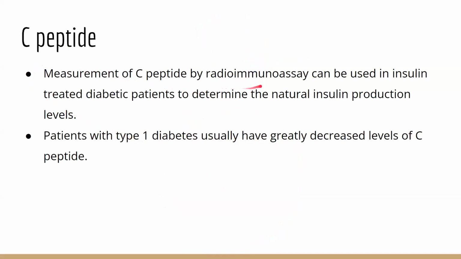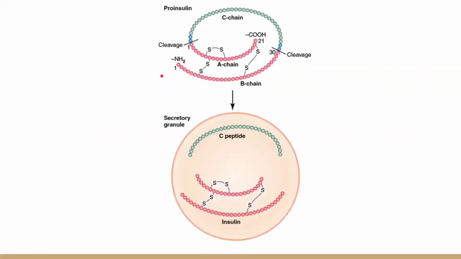Measurement of C-peptide by radioimmunoassays or scans can be used in insulin-treated diabetic patients to determine the natural insulin production levels. So how much insulin is produced within the body can be determined by the C-peptide levels, because you can't tell if the insulin you're measuring is the insulin produced within the body or the one that's been injected into the patient. The only way you can measure it is by this C-peptide. So whatever amount of C-peptide there is, that's the amount of endogenous insulin, basically.